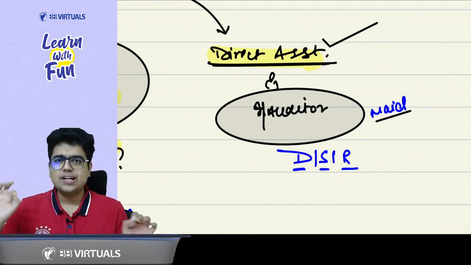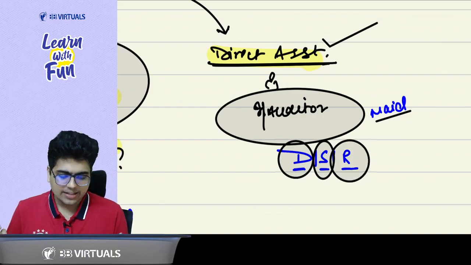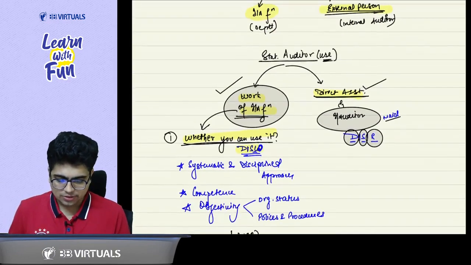It is just like taking the services of a maid. In case of a maid at home, what do we do? We direct her, we supervise her, and then when she is done with the work, we review her. That's how we move ahead.